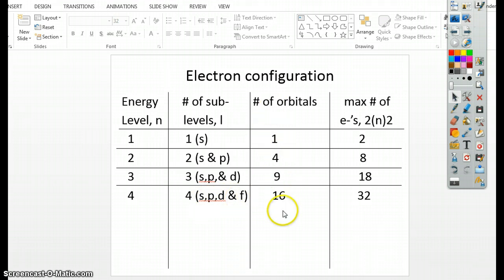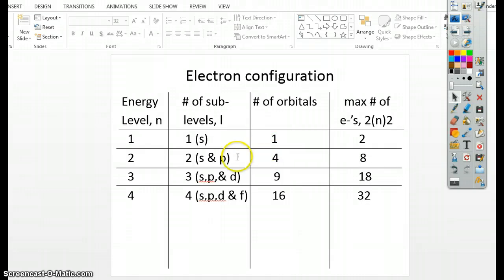This shows you the number of orbitals. The s has 1 orbital. If you put s and p together, that's a total of 4, because s is 1 and p is 3. Then you get s, p, and d, there's 9 orbitals. s, p, d, and f, there's 16 orbitals. Each orbital can hold 2 electrons. Electrons pair up in twos. They like to be in twos. They're just like a couple.